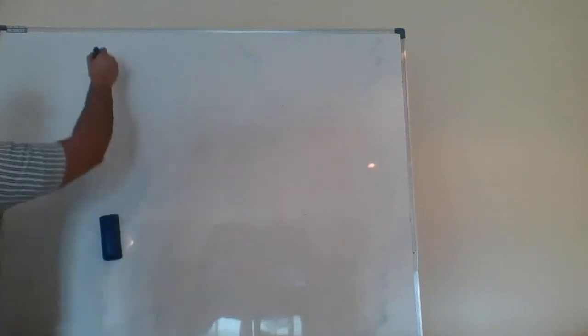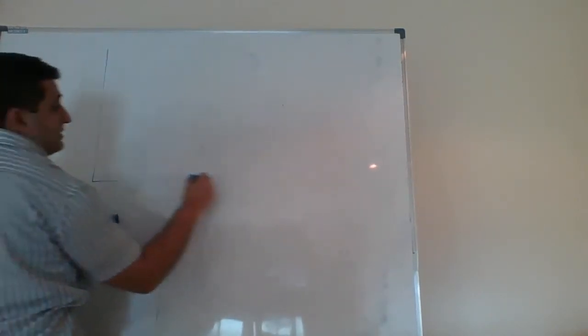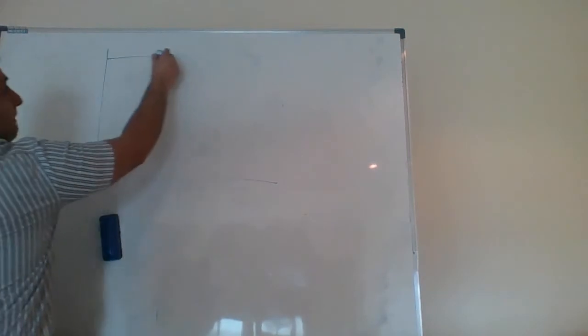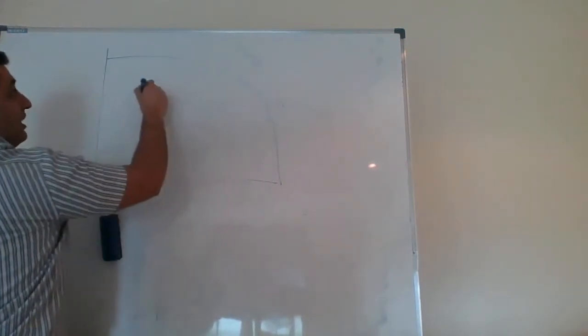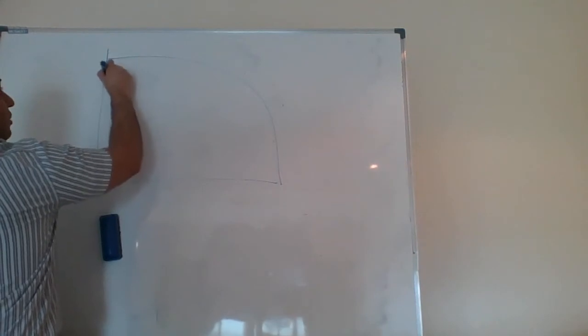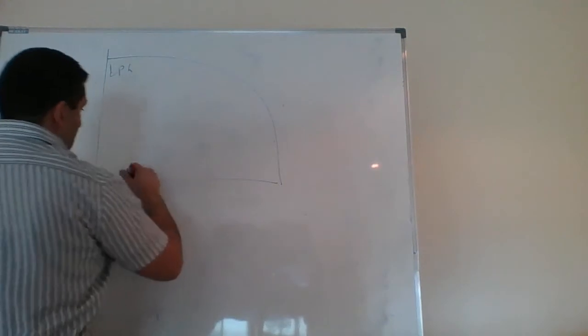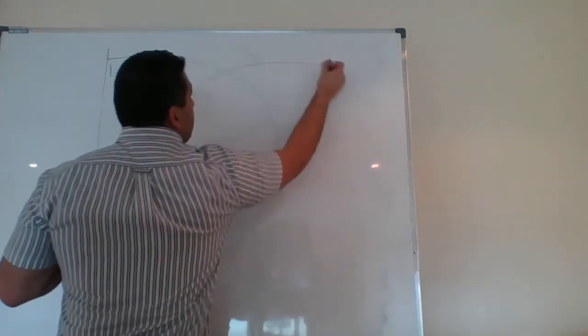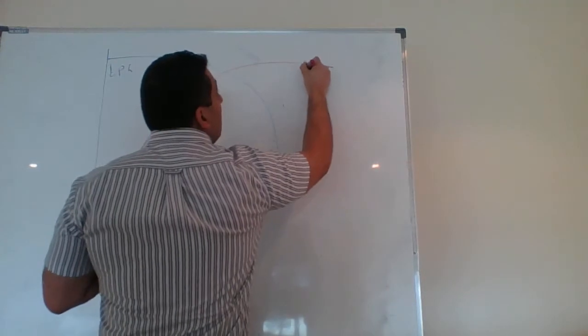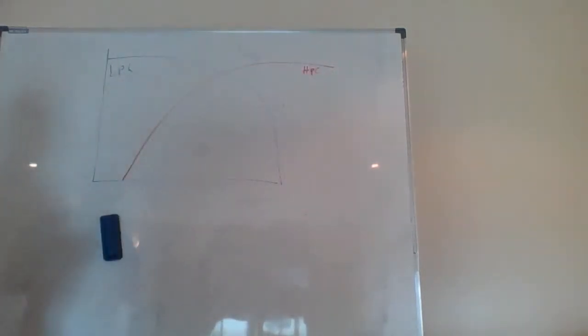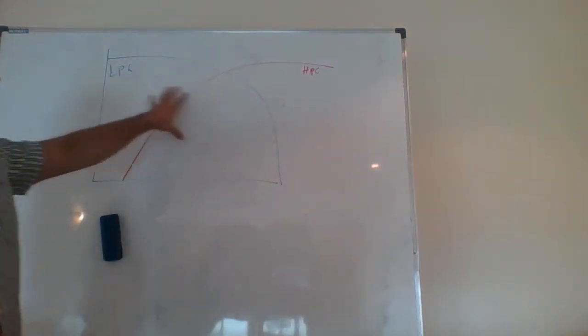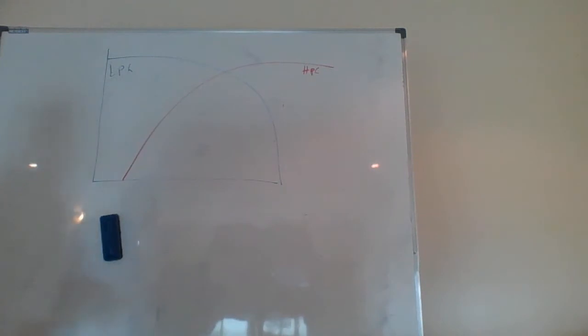So this is my system. Look guys, this is my band pass filter. This is my low pass filter, and this is my high pass filter. So what happens is I allow a certain band to pass and the rest will be rejected. That's the concept behind it.